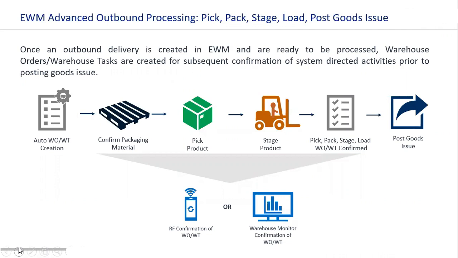So pick, pack, stage, load, and post goods issue. Once an outbound delivery is created in EWM and is ready to be processed, warehouse order tasks are created for subsequent confirmation of system directed activities prior to the post goods issue. So you can see the process of how it would go. You'd have your task creation, confirm the packaging material. Guys in the warehouse would actually pick the product from the storage bin. They would put it in the staging area, and then you do your loading and post goods issue. And again, all of this can be done on an RF gun or from the warehouse monitor.